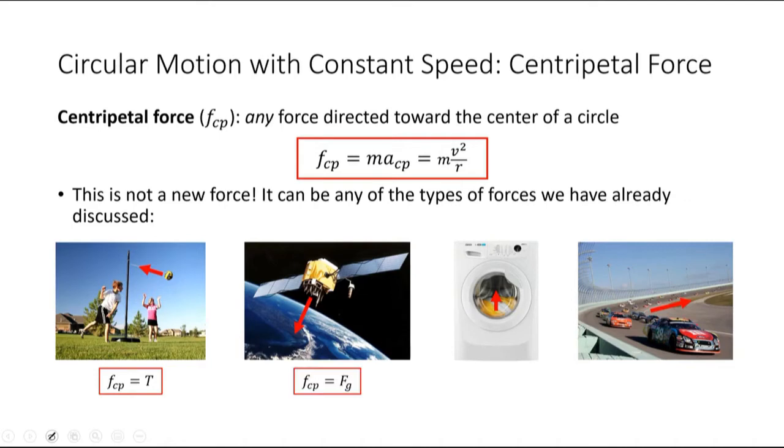For example, the satellite is held in a circular orbit by gravity. In a washing machine, the normal force is what acts as the centripetal force pushing the clothes towards the center of the circle. And a really classic example that we're going to do in class is the centripetal force exerted by friction, for example, on a banked curve when you have a car on a road.